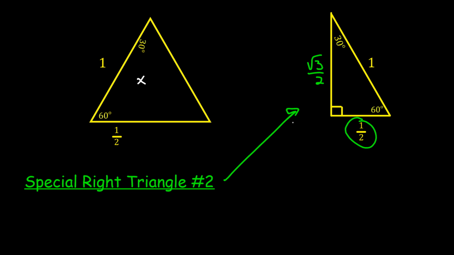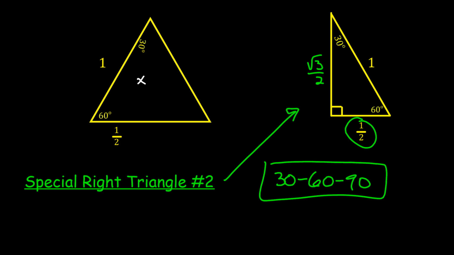It has a hypotenuse of 1. It's a 30, 60, 90 triangle, we call it. And the short side length is 1. Excuse me, short side length is 1/2. The hypotenuse is 1. The long leg is root 3 over 2. All right, so these are the 2 extremely important special right triangles.